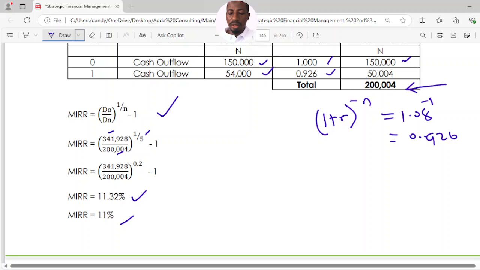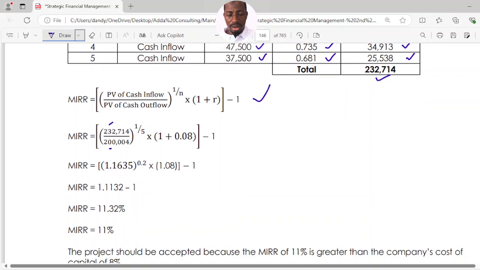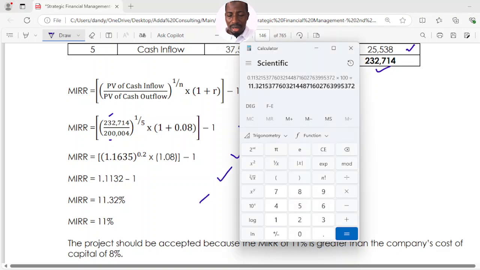So in this case, all I need to do is to slot into the big for nothing formula. This is the big for nothing formula. Present value of cash inflow is 232,714. That's what you have there. Present value of cash outflow is 200,004. Then raised to power 1 over 5. 5 is the useful life. Then multiply by 1 plus r. R is the 8%, so 1.08. So again, I don't need to waste my time doing all of this step by step. It's a waste of time. Use your calculator and get the number once and for all.